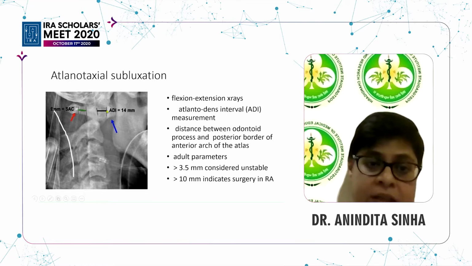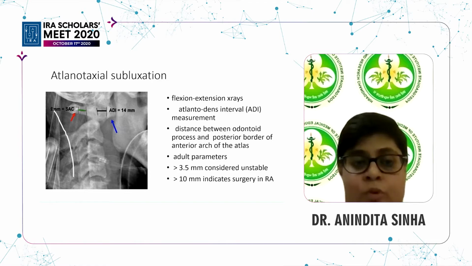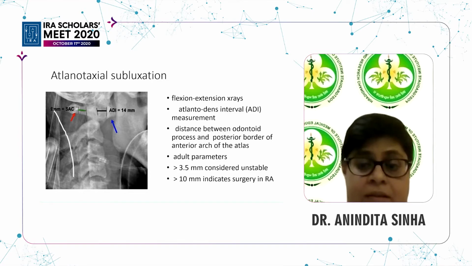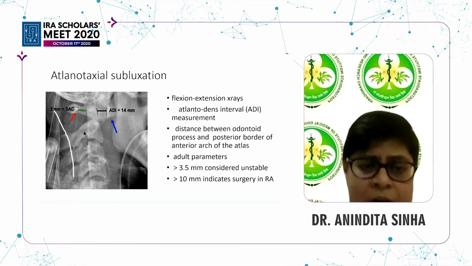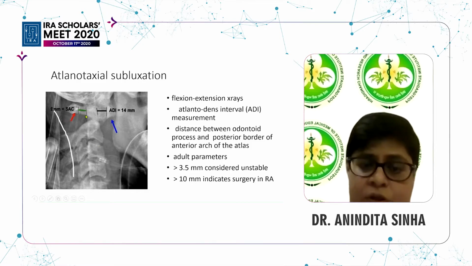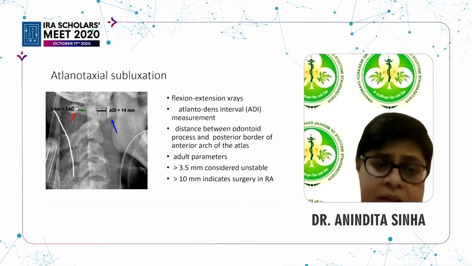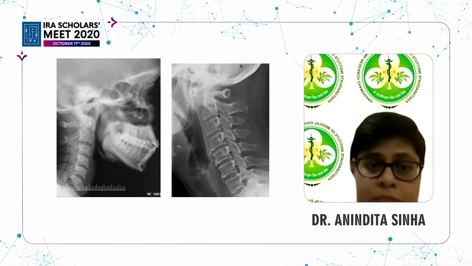And you measure the distance between the posterior margin of the anterior arch of the atlas and the anterior margin of the dens. Anything in adults more than 3.5 mm, and in pediatrics more than 5 mm, is considered abnormal. More than 10 mm requires surgery. There is another measurement, we'll not go into the details, but this is required for surgical purposes. And here you need a space for the thecal sac canal, and it should be more than 10 mm so that there is no thecal sac compression.